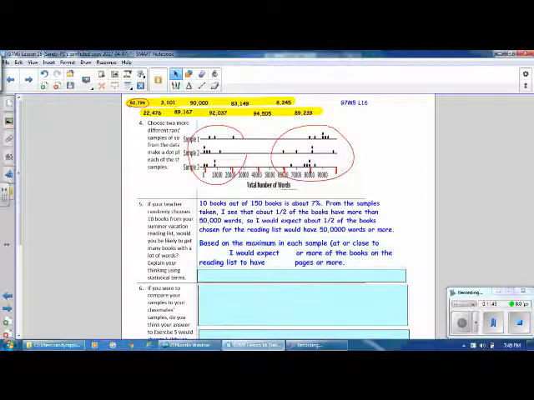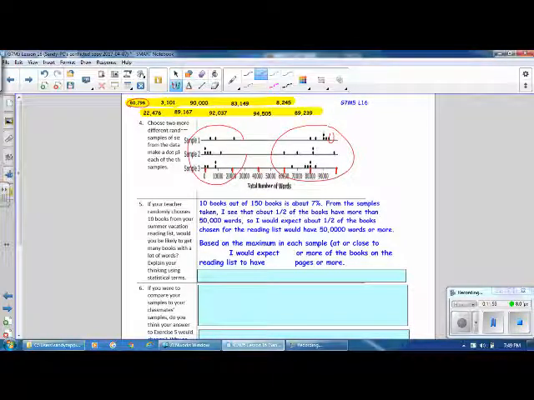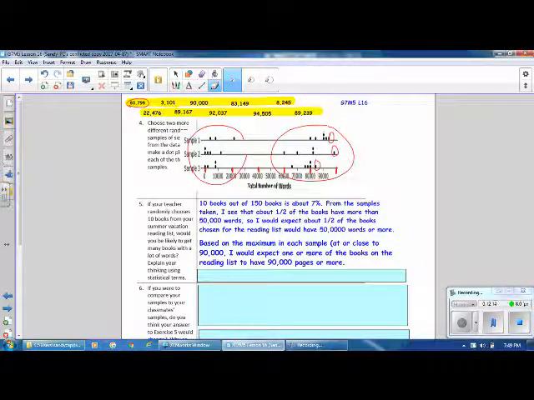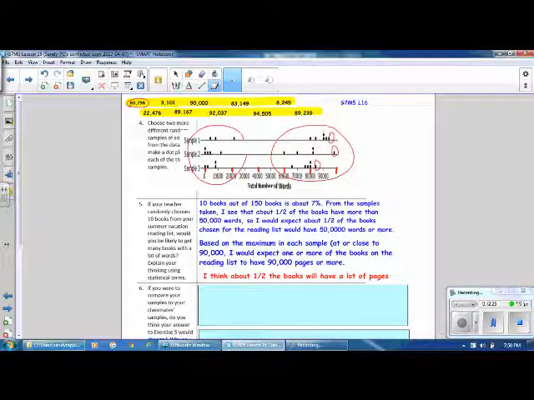Based on the maximum in each sample. So the maximum is the number that is over here. The maximum for sample 1, the maximum for sample 2, and the maximum for sample 3. So the maximum is at or close to 90,000 words. So I would expect one or more books on the reading list to have 90,000 pages or more. Therefore, I think that about half of the books will have a lot of pages.